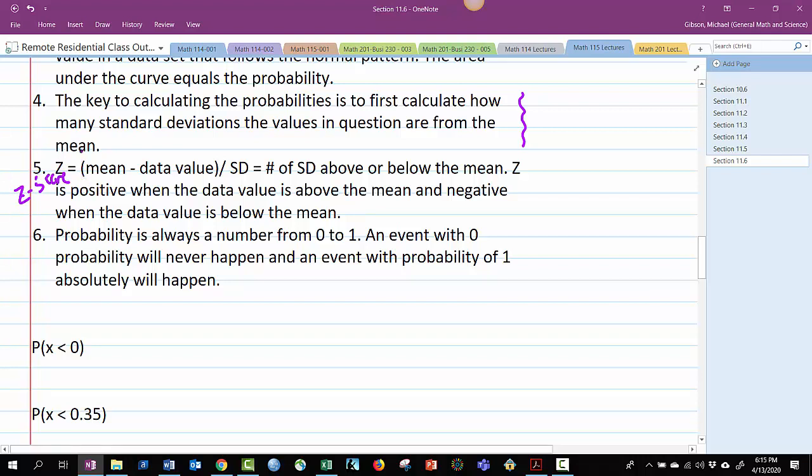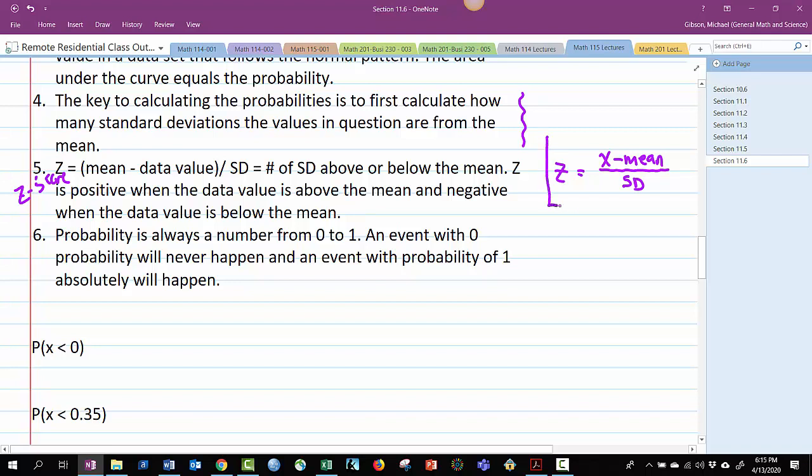Here's the formula for it. If I write it out to the side, it looks more like, so z equals, if x is the data value, the data value minus the mean, divided by the standard deviation. Okay, that's your z-score. And what it gives you is the number of standard deviations the data value is away from the mean. This is the key, right?